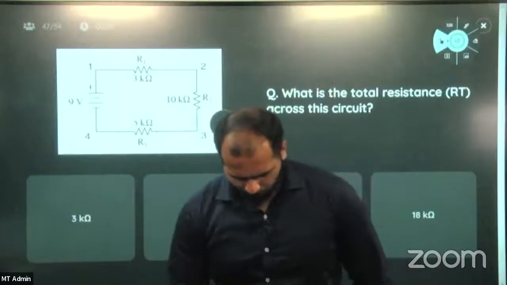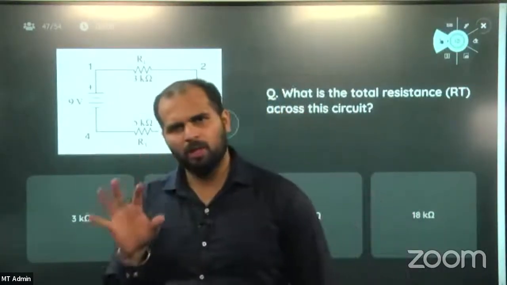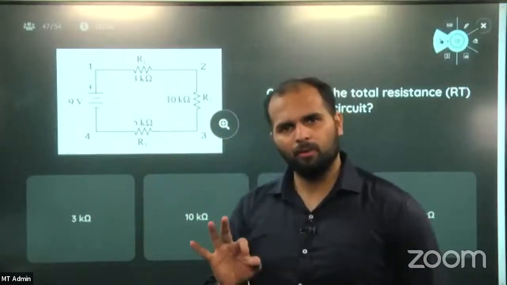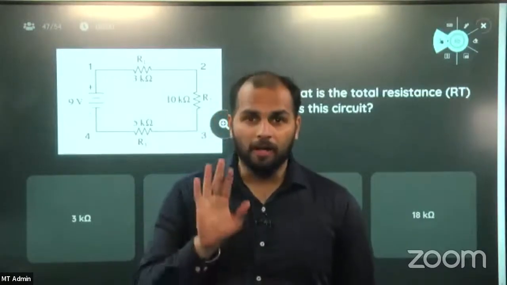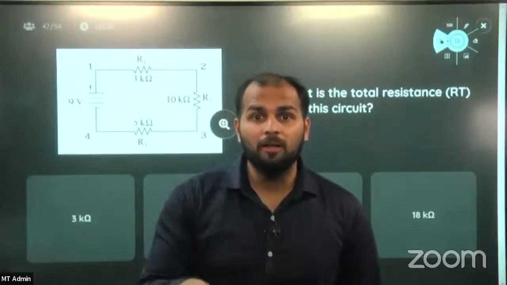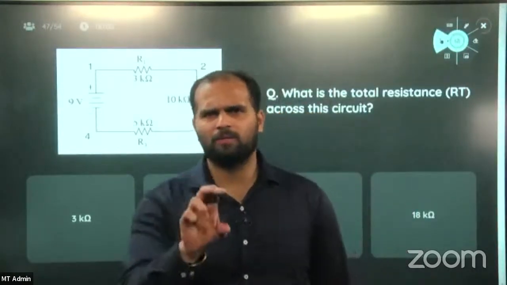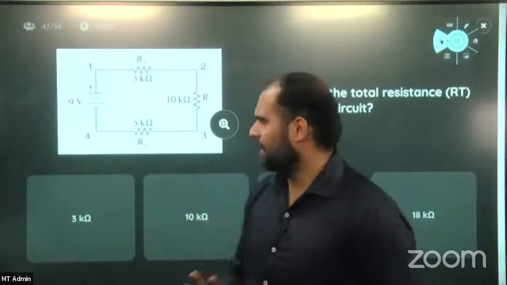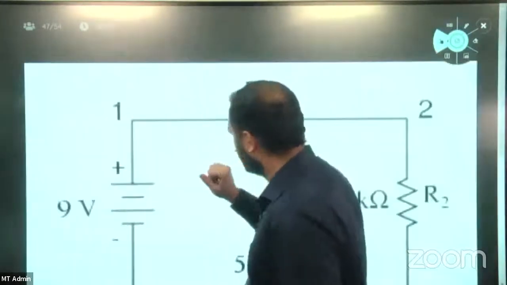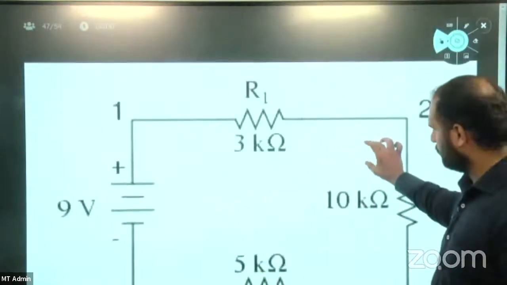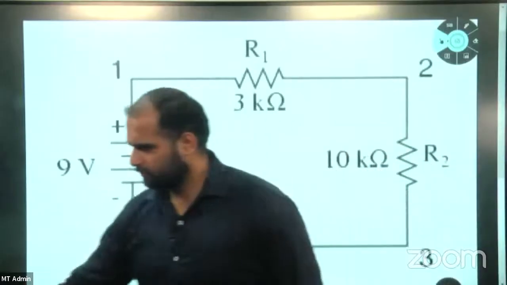Always remember, whenever you are told to find the resistance, wherever there is a battery, replace that battery by a normal wire, until and unless the internal resistance of the battery is given. If internal resistance is given, then replace it with that resistance. For example, this was a battery of 9 volts, right? Are you able to see this part? Yeah. This is a battery of 9 volts.